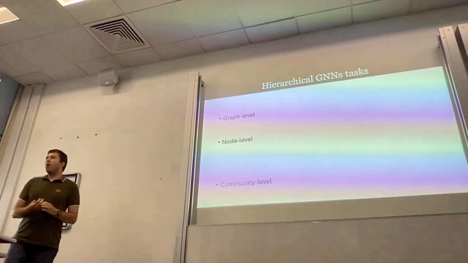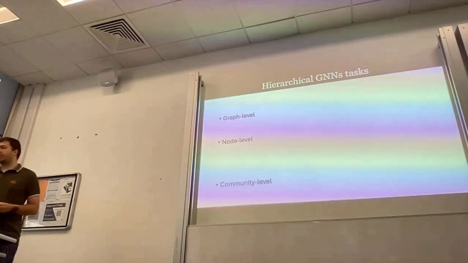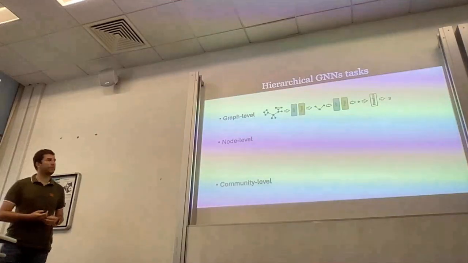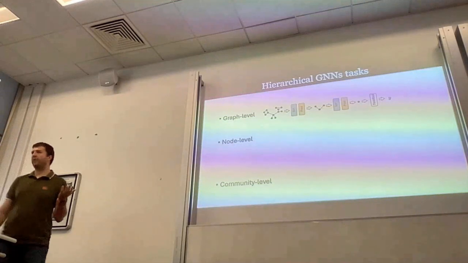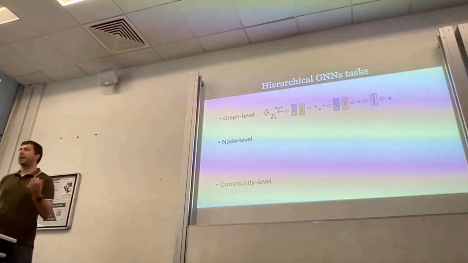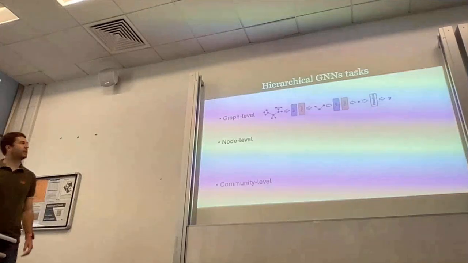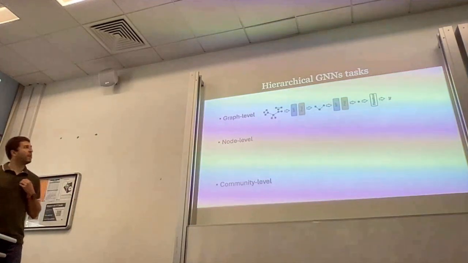In what kind of downstream tasks are these hierarchical GNNs used? First of all, in graph-level tasks, such as graph classification or graph regression, where we take a graph and want to assign a label or a value to the whole graph. Here we can just do the same thing that I showed you for the VGG16.